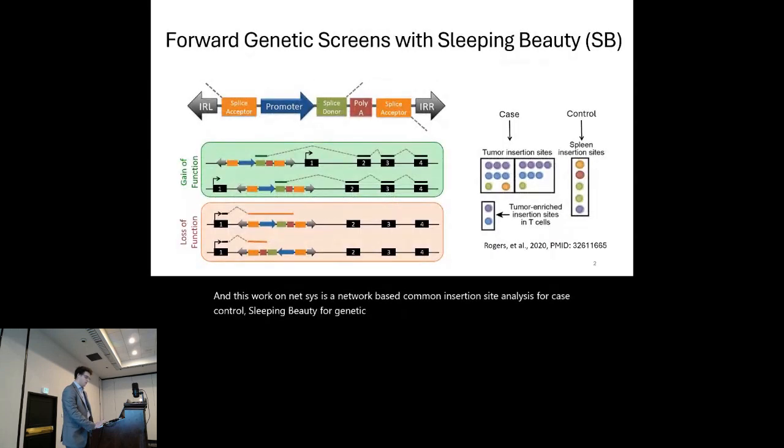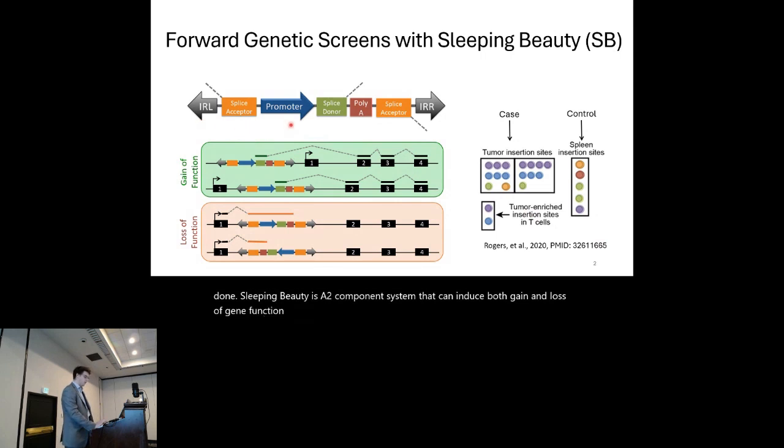screens. So forward genetic screens are unbiased screens that use an observable phenotype of interest and work backwards to discover the underlying genes that cause that phenotype of interest. And Sleeping Beauty is just one way that a forward genetic screen can be done. Sleeping Beauty is a 2-component system that can induce both gain and loss of gene function.